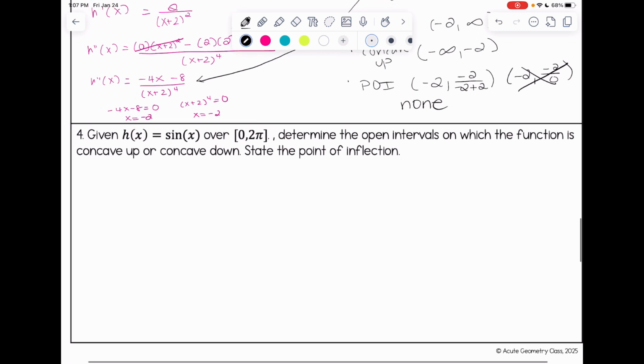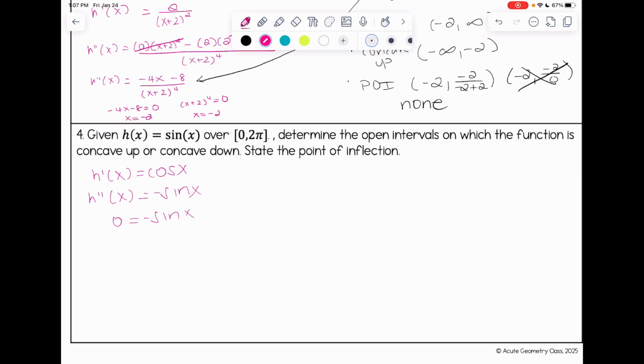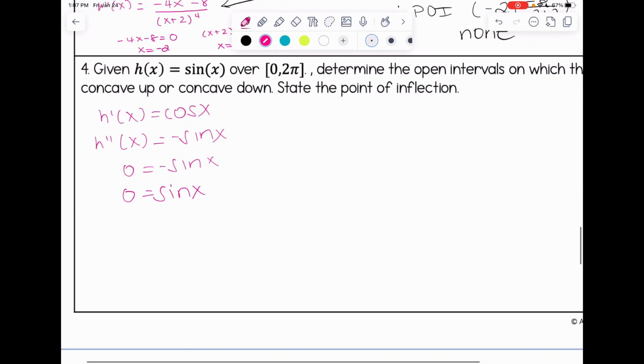All right, number 4, h of x equals sine x over 0 to 2 pi. And we're going to find the intervals of concavity here. So when we take our first derivative, we get cosine x. Second derivative becomes negative sine x. And we're going to set that equal to 0. We could divide out that negative, and we're really looking at the end of the day here for when does sine equal 0.